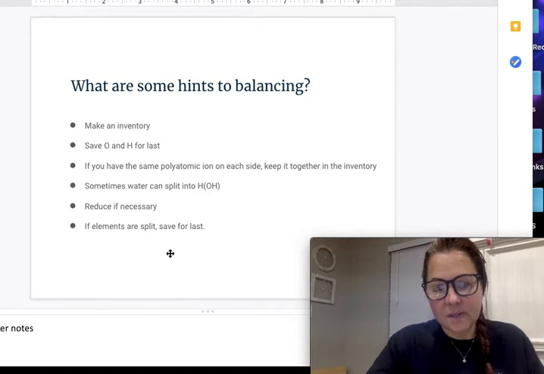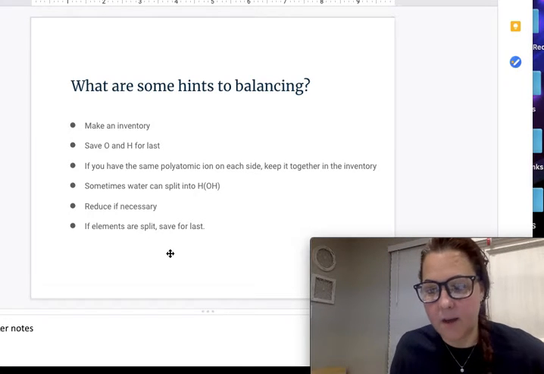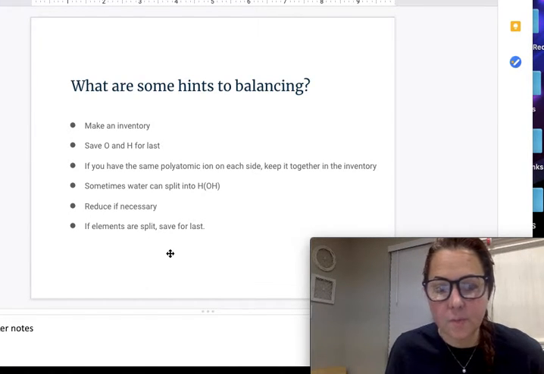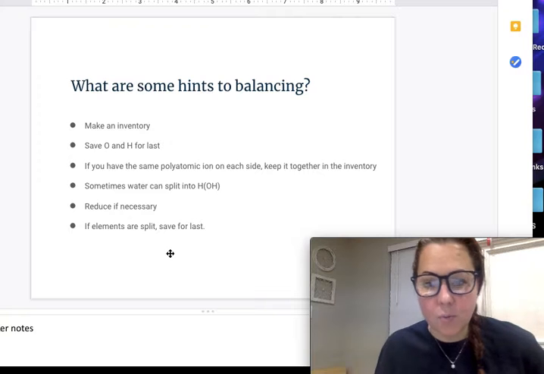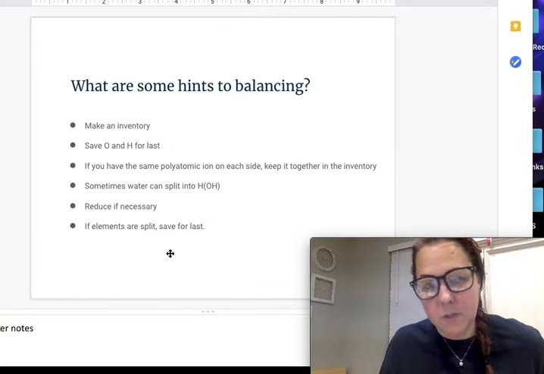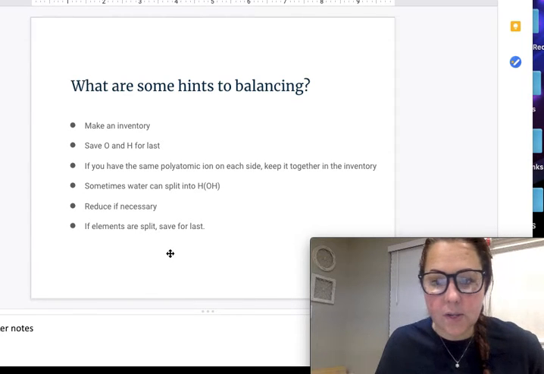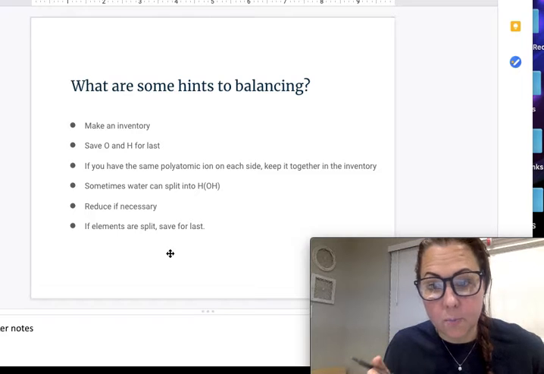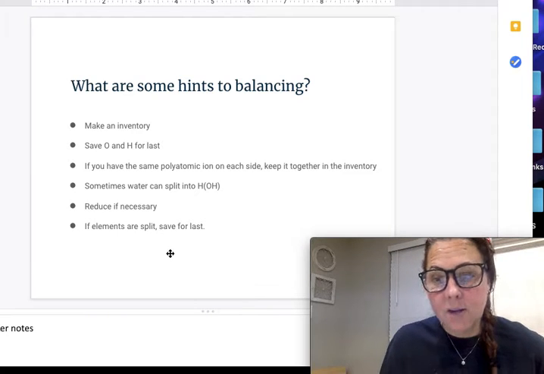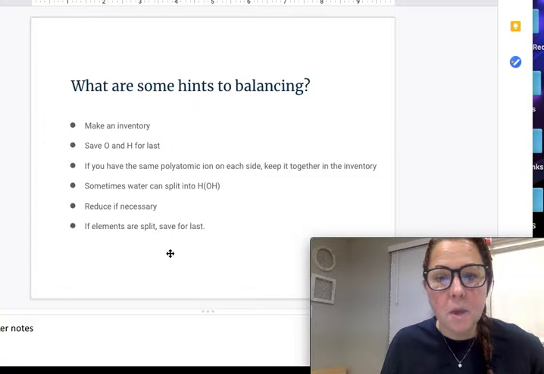So I have some hints here, and we're actually going to use these as we go through the example problems that I have. I have 4 examples that we're going to do together. The first one says to make an inventory. When you make an inventory, you're going to look at your reactants and your products. You're going to make sure that you have the same amount of each element on both sides. If you have oxygen or hydrogen, you want to save those for last. Usually they end up kind of working themselves out anyways, and they're going to be your biggest headaches. So if you save oxygen and hydrogen for your last elements, usually that helps.